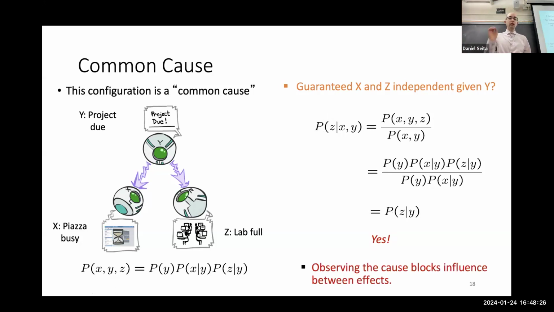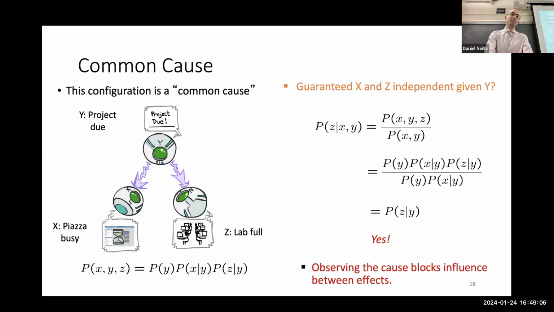So the intuition here is, if you observe the common cause, if you know that the project is due, then that'll block the influence between the effects. In other words, knowing that the project is due is enough to explain the correlation. So at this point, if I know the project is due, and I know that Piazza is busy, that doesn't give me any more information about whether the lab is full or not, because I already know that the lab is probably full from the project.